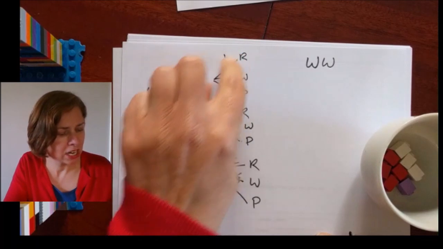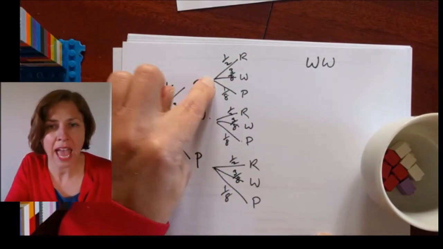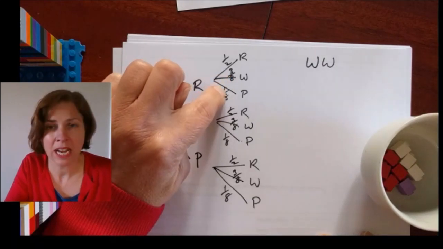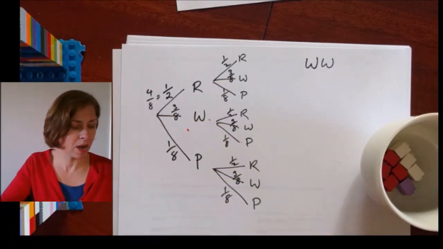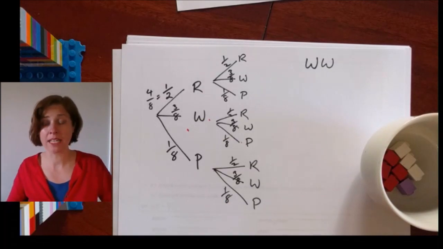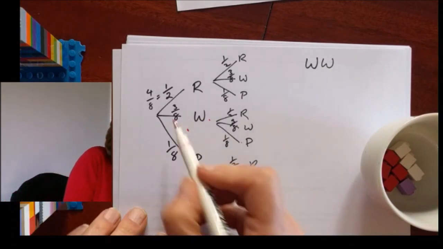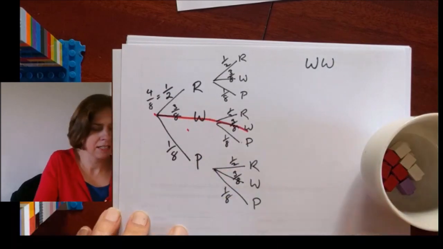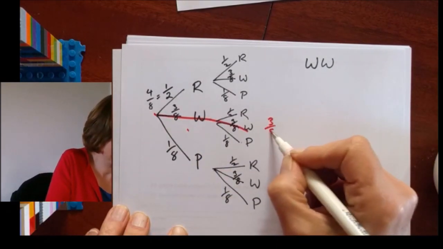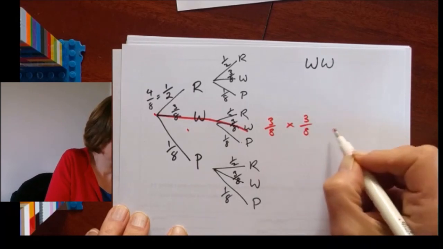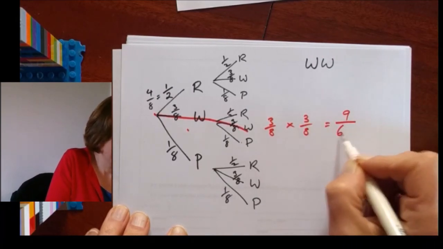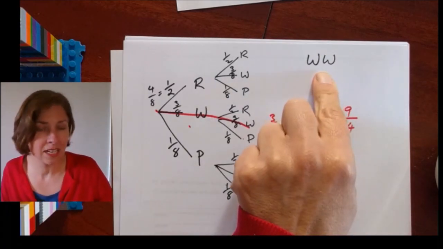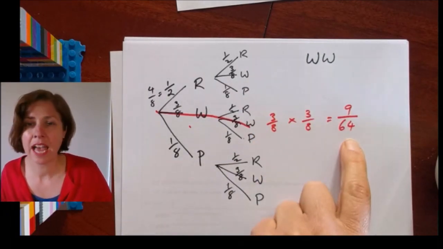And on each section of these branches, my total should add up to 1. 1/2 plus 3/8 plus 1/8 does add up to 1. But I'm looking for the probability of getting white, then white. So I go here to white, and then I travel out to white again, and I end up with 3/8 times 3/8, which gives me 9 out of 64, and that's my probability. Okay, so the probability that I get white, white is 9 out of 64.